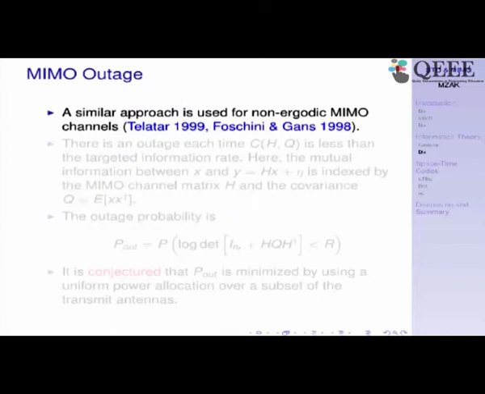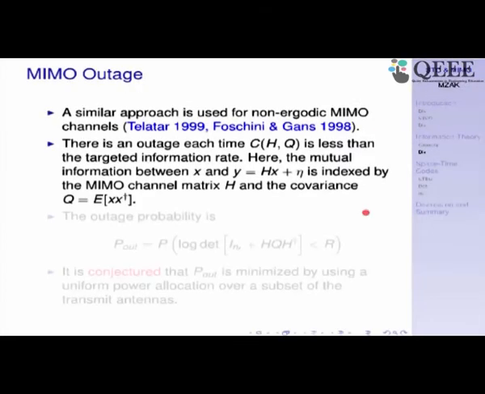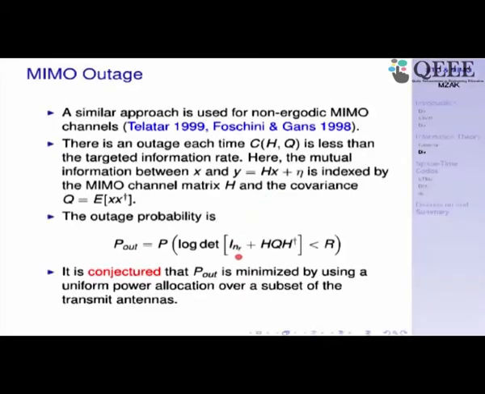The same approach can be applied to MIMO also. So now the capacity can be replaced by the mutual information, which is a function of the covariance of the transmitted signal Q and epsilon. So the outage probability is now defined as P log det of I_NR plus HQH* gamma, etc. Even for this case, as I have told you, nobody knows what Q is the one that can minimize the P out. It is conjectured that the uniform power allocation will actually minimize the P out, but it is an open problem.